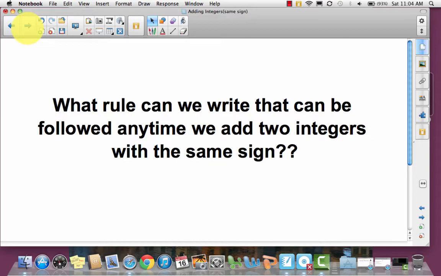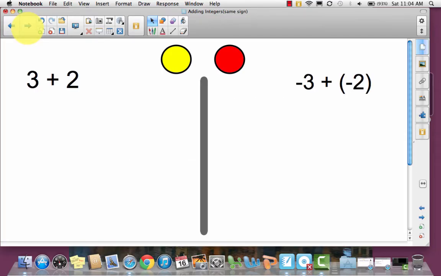So as we work through these examples, I want you guys to try to think of what rule we could follow so that we know how to answer the question anytime two integers are added that have the same sign. And when I say same sign, all I mean is I'm either adding two positive numbers together or two negative numbers together.